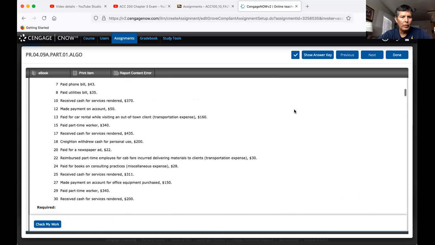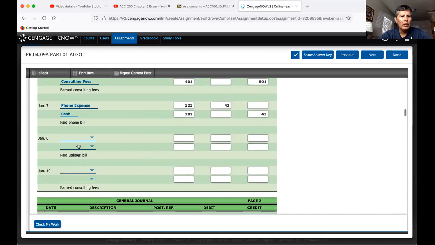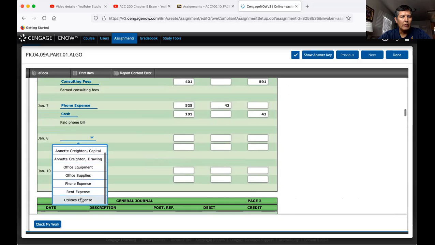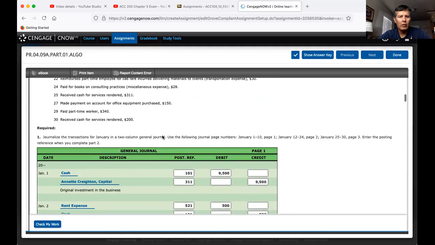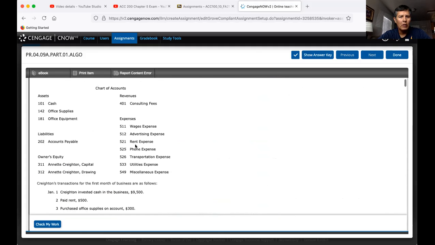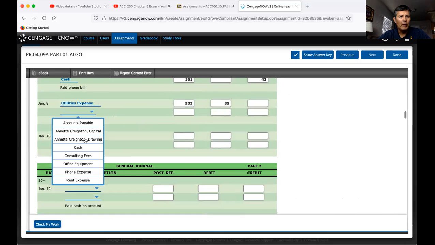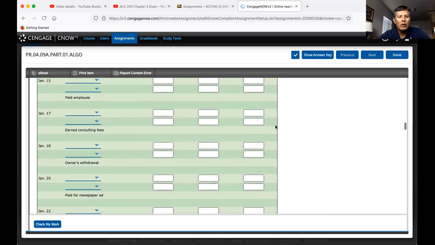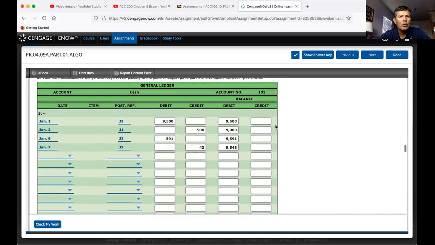All right, so now we're going to paid utilities for 35, that's January 8th. Paid utilities. So that'll be utilities expense, 35. I need to look up the number up here. Utilities expense is going to be 533. And then we paid cash on that, and that's going to be 35. Cash is 101. Now we'll just record these down here, and that was the date on that, January 8th. Okay, this cash.